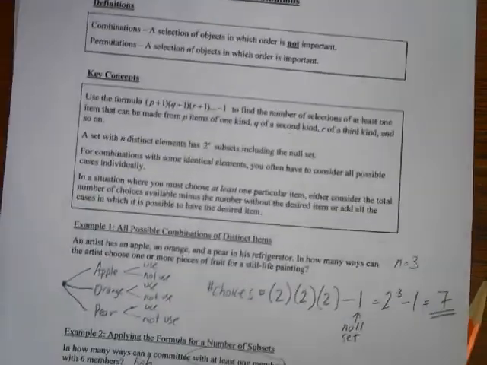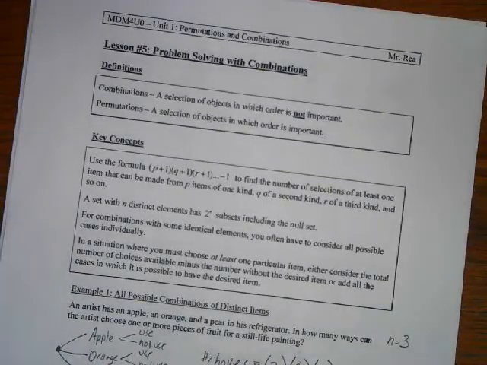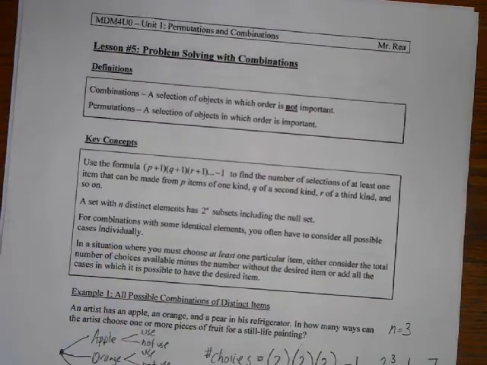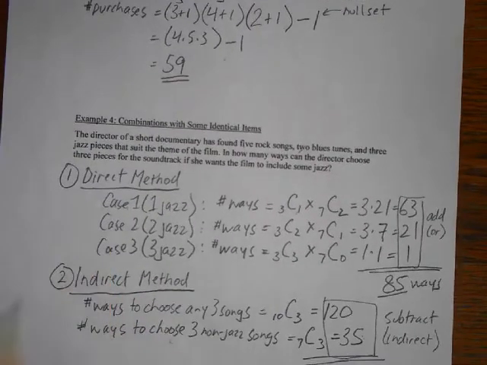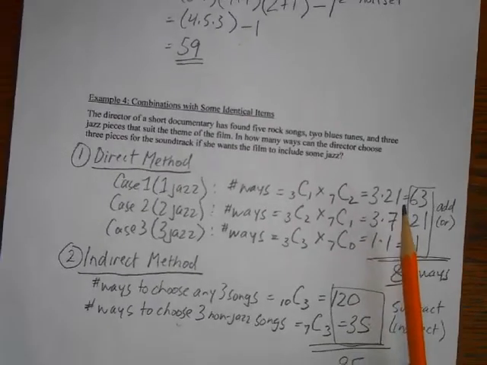So if you look at the key concepts, there's a couple of entries here about looking at all the possible cases, which we did have a couple of examples that worked at that. Using the direct method, for example 4, we had to look at cases of using 1, 2, or 3 jazz songs, and we had to do a different calculation for each one and then add them together. Okay, so that'll be it for combinations.